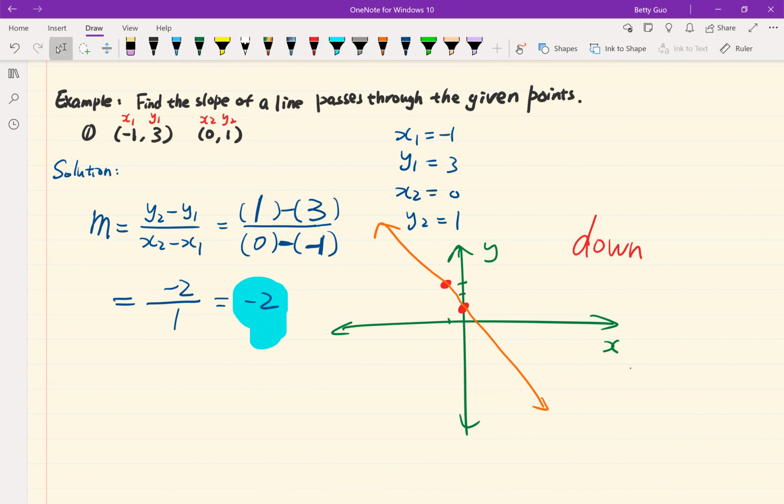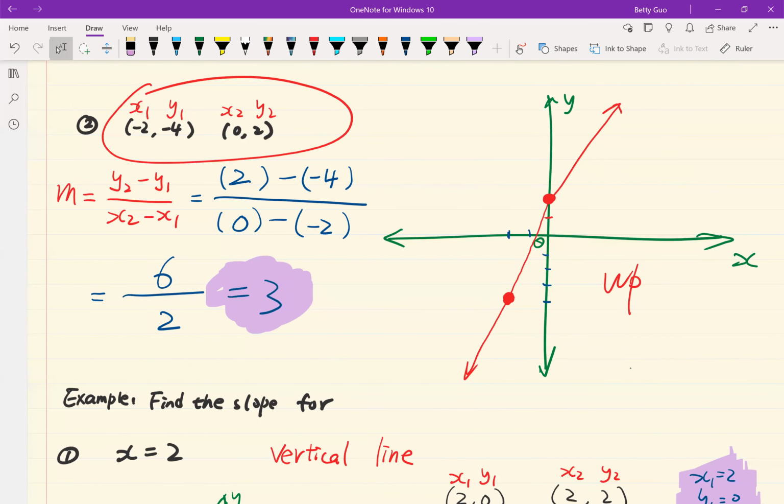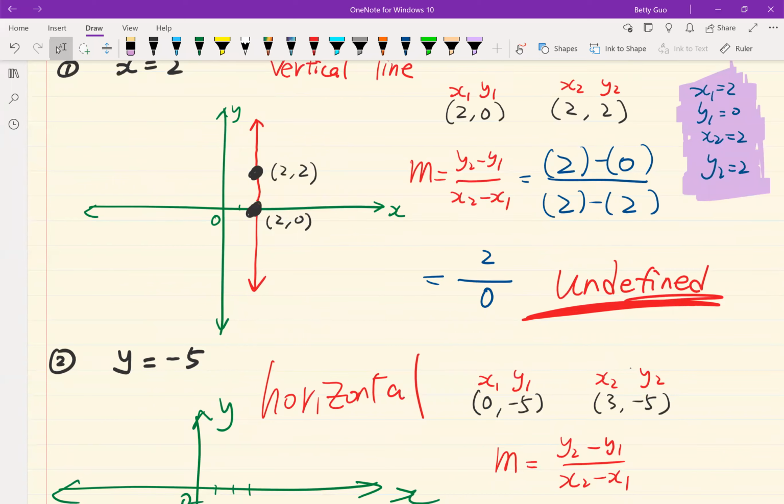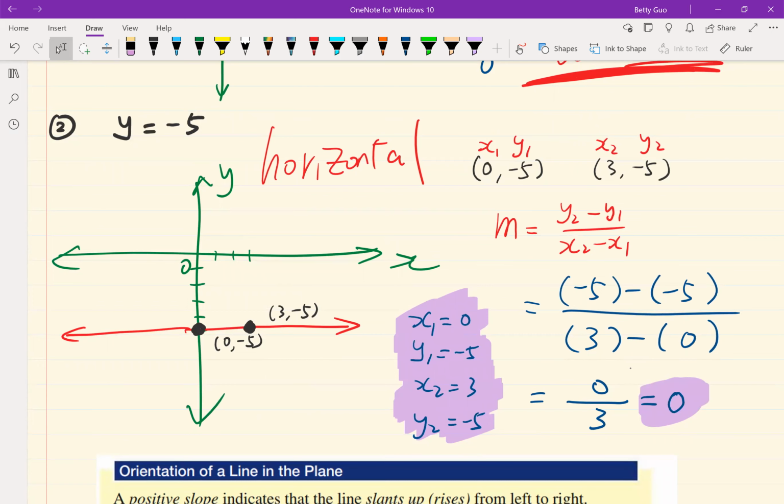Slope is negative, line goes down. Slope is positive, line goes up. Again, you look at the graph from left to right. If you look at it from right to left, it's going down, but if you look at it from left to right, it's going up. If the line is vertical, slope is undefined. If the slope is undefined, line is vertical. If the line is horizontal, slope is 0. Vice versa, if the slope is 0, line is horizontal.